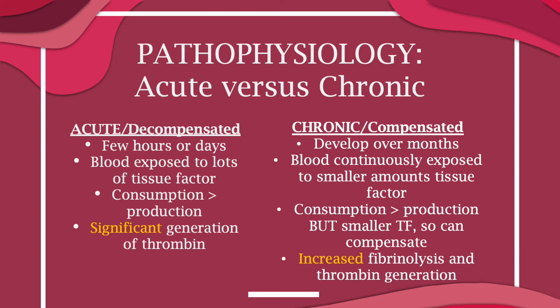The consumption is greater than production in chronic DIC as well as acute DIC, but in chronic DIC, since it's developed over months, there are smaller tissue factors instead of an overwhelming amount, so there can be some compensation here. In acute DIC, there's significant generation of thrombin, but in chronic DIC, it's just increased fibrinolysis, or the breaking down of fibrin, and increased production of thrombin. The blood is continuously exposed to smaller amounts of tissue factors so it can compensate.